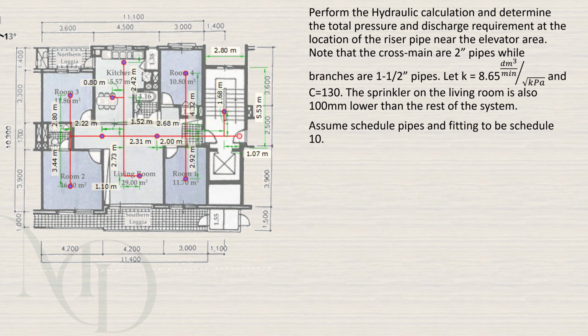Unlike examples 1 to 3, this setup is more complete because it involves the entire floor plan, which means our calculation will cover multiple sprinkler lines connected throughout the system. For this problem, what we need to find is the total pressure and discharge requirement of the whole sprinkler system. That's basically the main goal of this example.